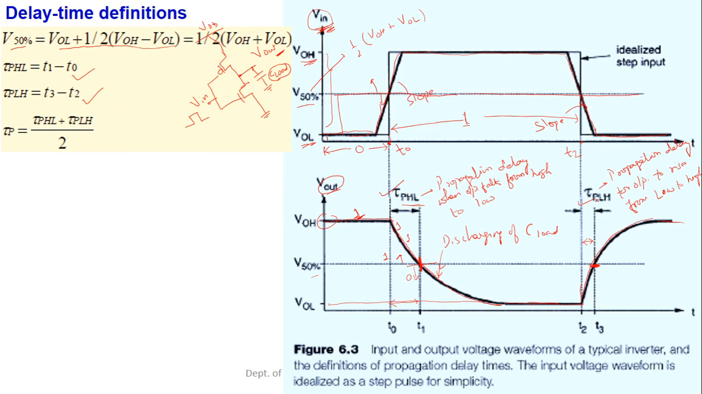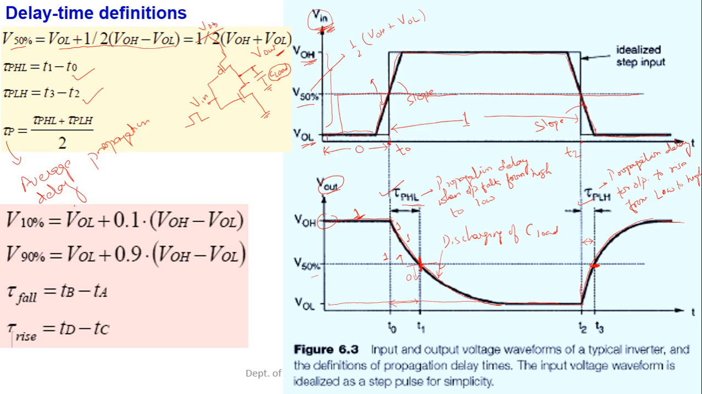Why is this called tau PLH and tau PHL? And we can define the average propagation delay parameter, which is nothing but the average of tau PHL and tau PLH, that is, tau PLH plus tau PHL divided by 2. So these are the propagation delay time definitions associated with the waveform.